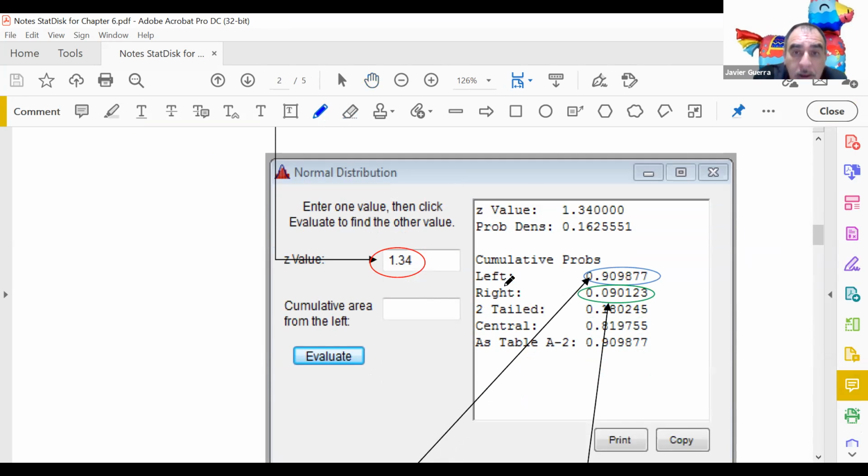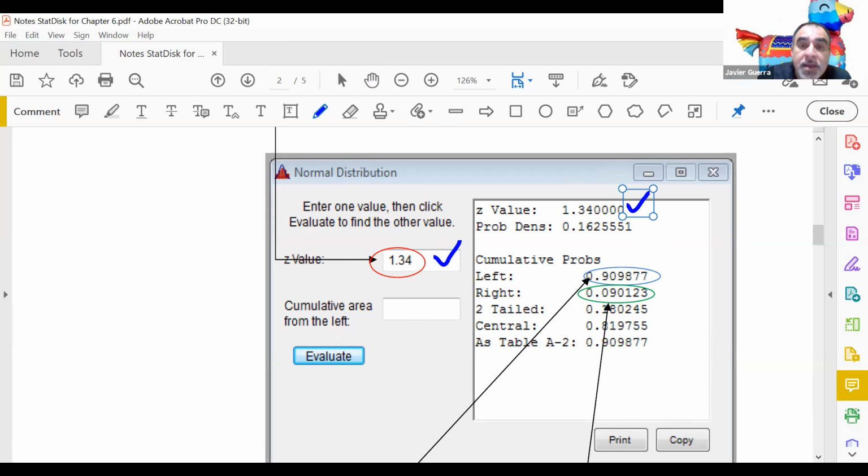All right. So then make sure that this number is the same as that number, because sometimes when you're using StatDisk, you type the number in but forget to hit evaluate, and that happens a lot. So you want to make sure that when you hit evaluate, that number and that number are identical. Otherwise, you didn't hit evaluate. Hit evaluate a couple of times just to be sure. I hit it like 10 times because of OCD.